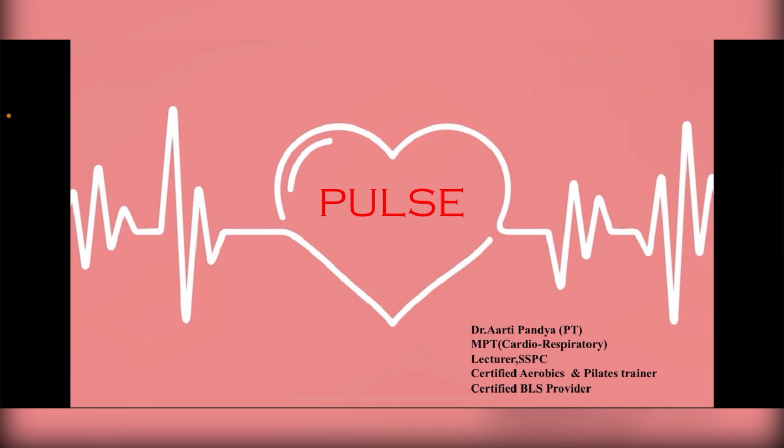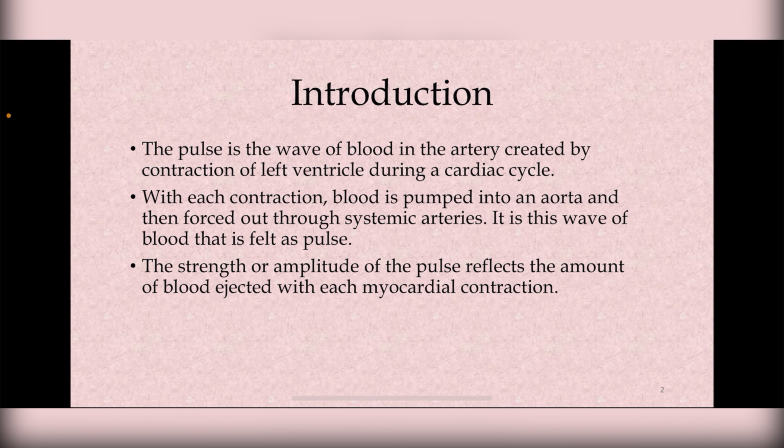Now, let's start with introduction. So, the pulse is the wave of blood in the artery created by contraction of left ventricle during a cardiac cycle. So, I hope you all know about cardiac cycle. Basically, cardiac cycle is sequence of contraction and relaxation of the heart muscles. So, contraction is systole and relaxation is diastole. It is a repeating process that pumps out the blood from the heart.